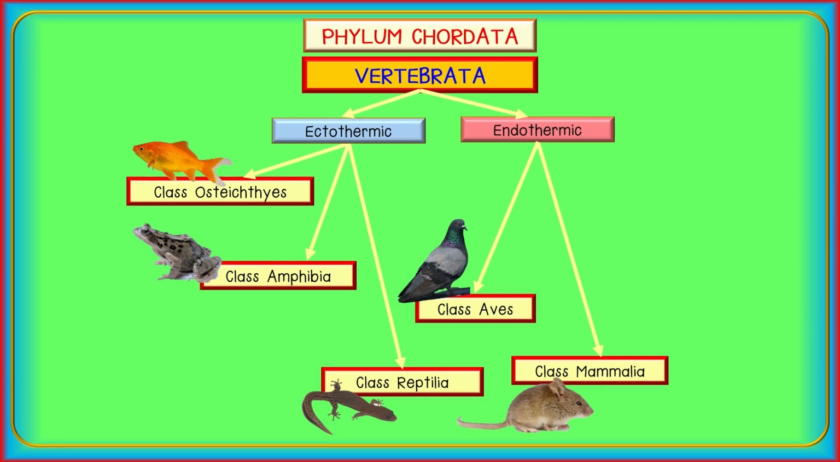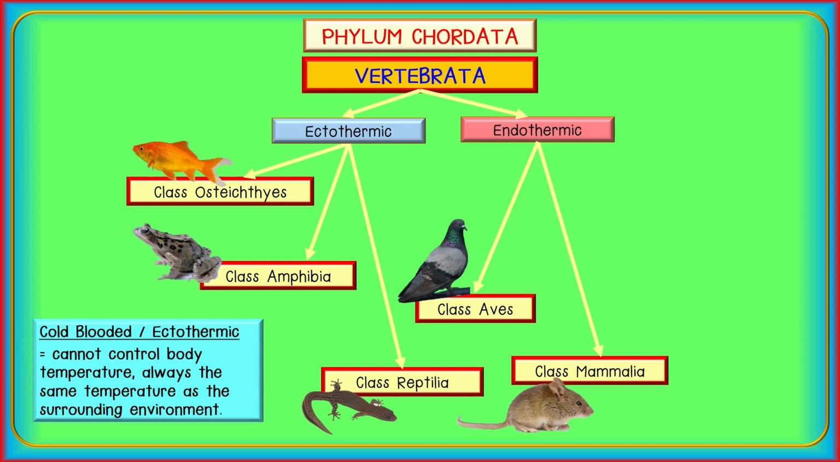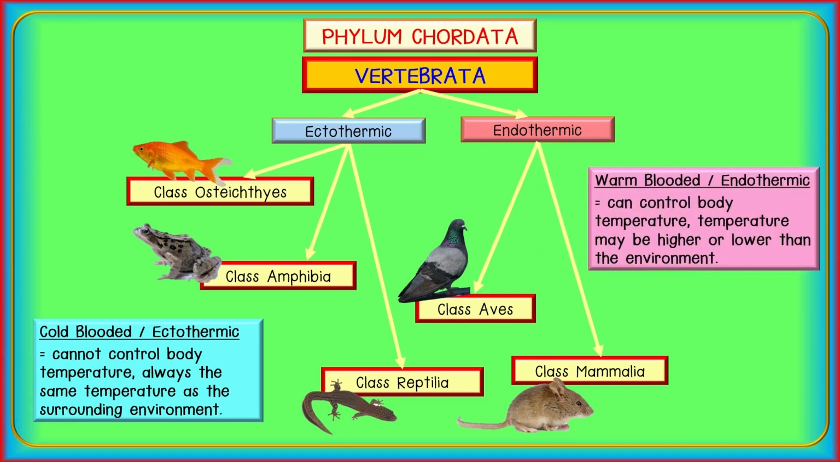You remember that vertebrate animals can be ectothermic or endothermic. Ectothermic or cold-blooded animals cannot control their body temperatures. The fish, amphibians and reptiles are ectothermic. Endothermic or warm-blooded animals can control their body temperatures. The birds and mammals are endothermic.